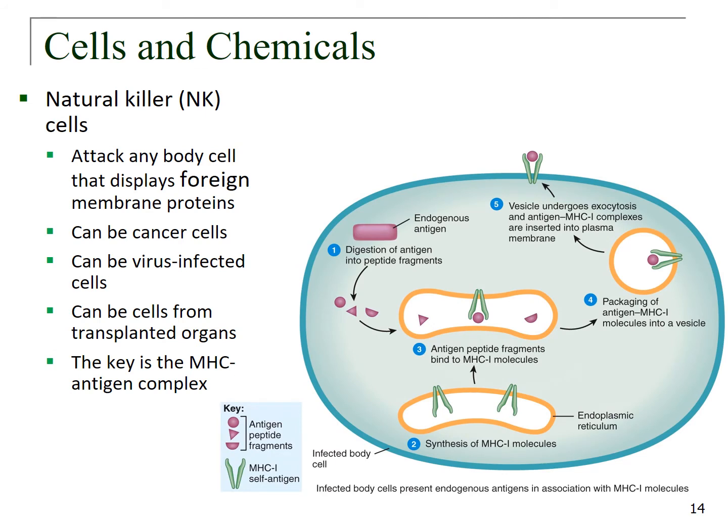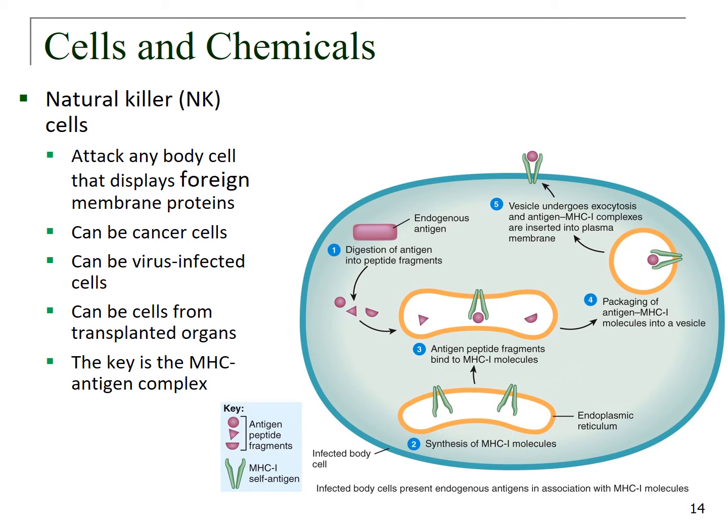Okay, so the next thing that we're going to talk about is a type of cell that I think has maybe the coolest name in anatomy and physiology, and that's a natural killer cell. A natural killer cell will attack any body cell that displays foreign membrane proteins, and this can be a variety of types of cells. They can be cancer cells, they can be virally infected cells, they can be cells from transplanted organs, but the key here is what's called an MHC antigen complex.